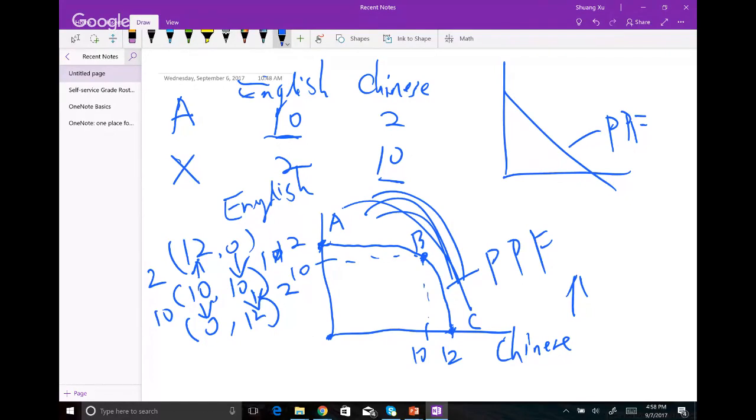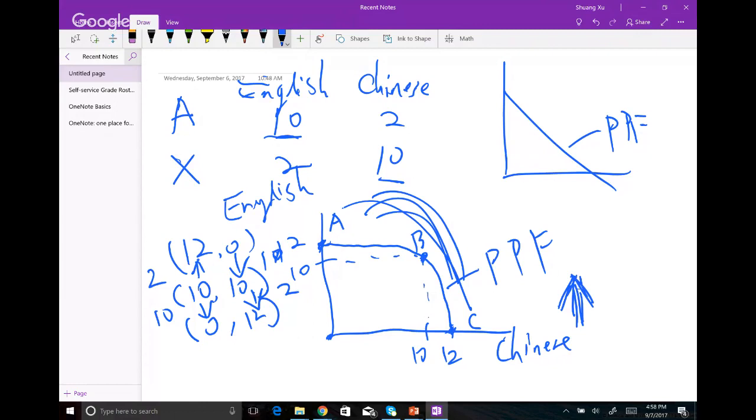So in the beginning, from A to B, you have 1 English for 5 Chinese paper, and then from B to C, it's reversed now. It becomes 1 Chinese for 5 English. So as you produce more and more Chinese paper, you give up more and more English paper. So that's why your opportunity cost, this ratio here, is increasing as you produce more and more of the good.